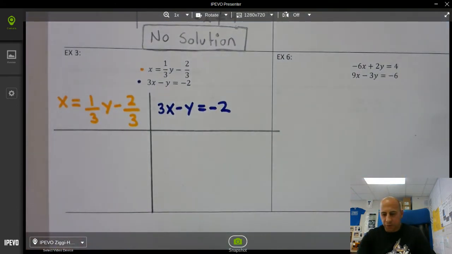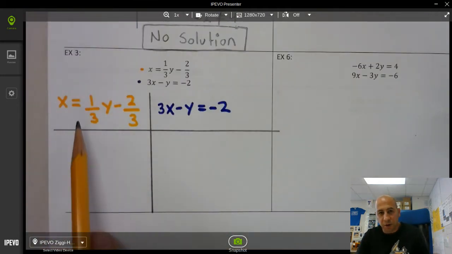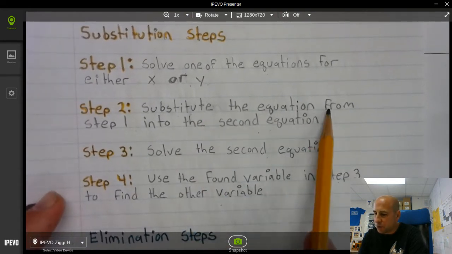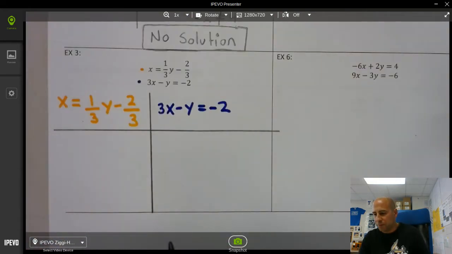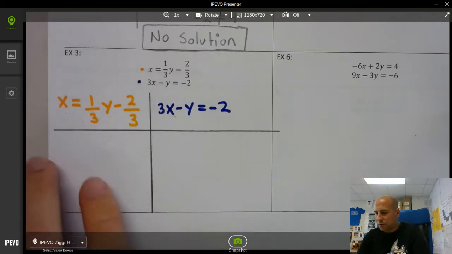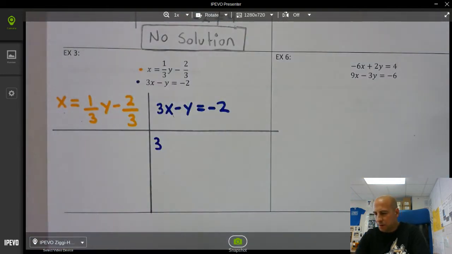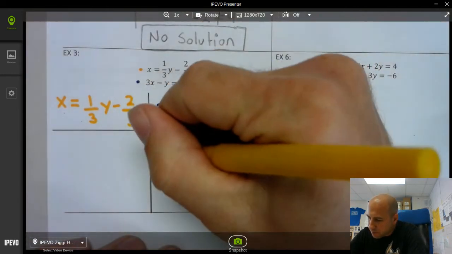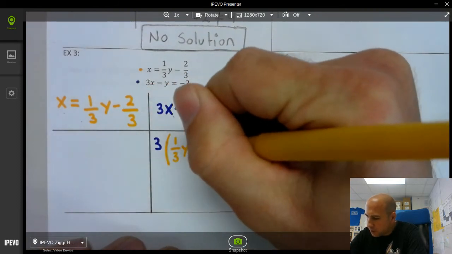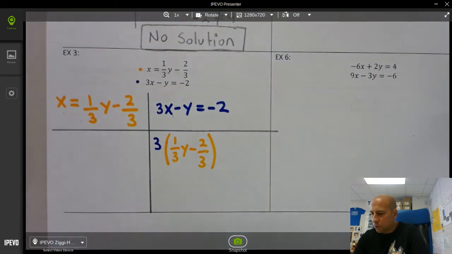All right, so step 1 is solve each equation for x or y. We already have one equation solved for x, so we move to step 2. Step 2 says substitute the equation from step 1. So now we're on to step 2. So we substitute the x in, okay? So that is 3 times the parentheses 1/3 y minus 2/3 equals negative 2.